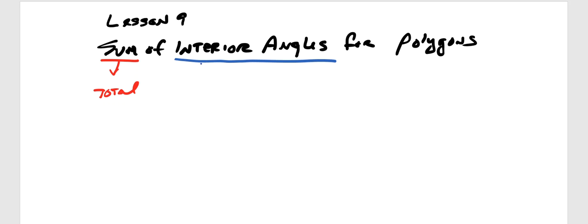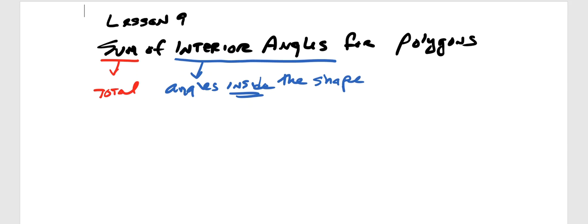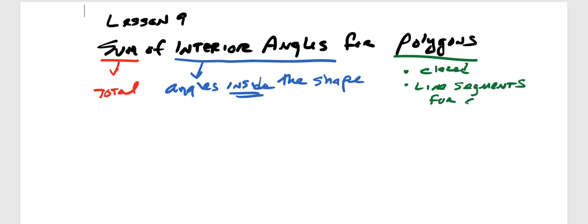Now, interior means inside angles, or angles inside the shape, or inside the polygon in this particular case. And obviously we know what a polygon is. A polygon we know is closed. It has line segments for all sides. And we know no sides intersect.